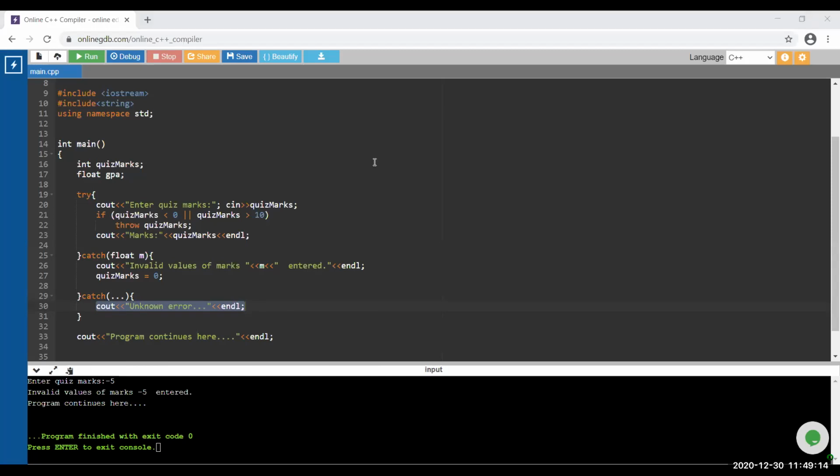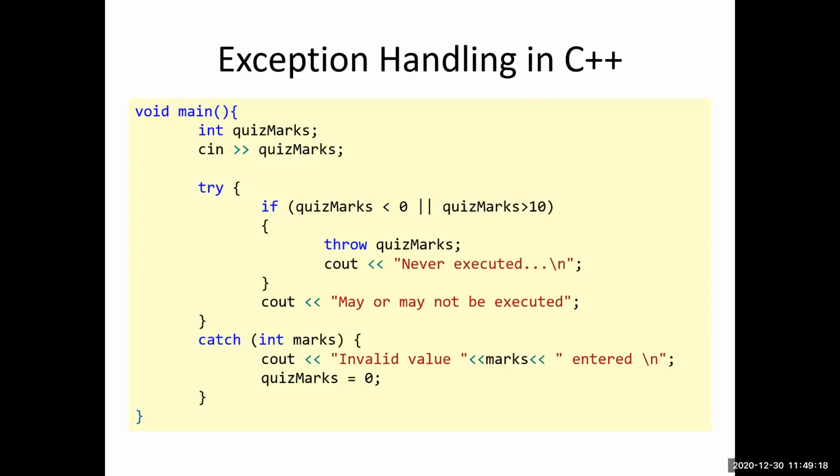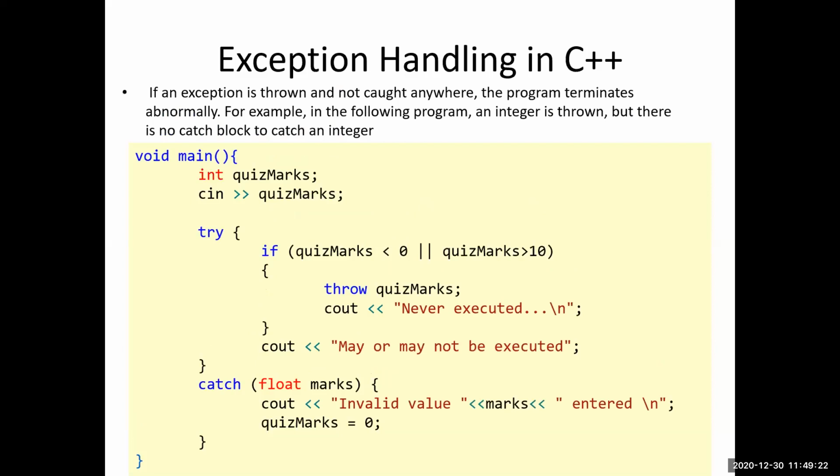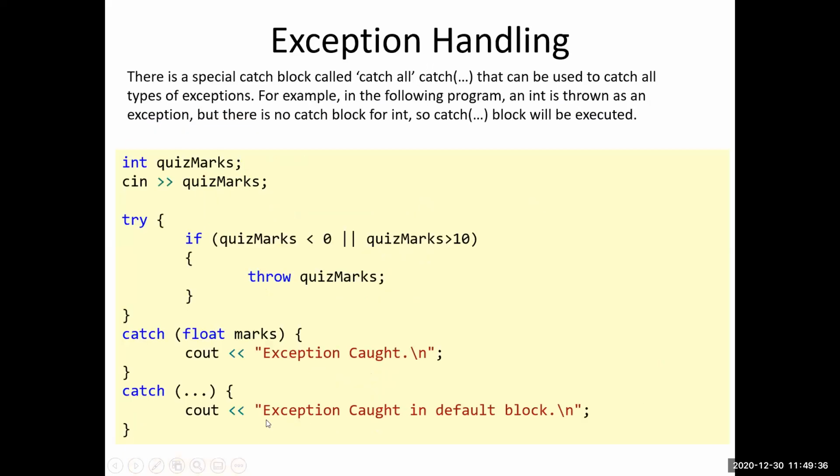Okay. So let me just go back to the slide so that we can see quickly this example. Okay. So this was the example we did in detail. And I told you that suppose you throw an integer, but you don't have a catch block for an integer. So again, your program will not show any error message, right? Because this catch block will not execute. So that's why it's a good idea that you always have a default catch block.